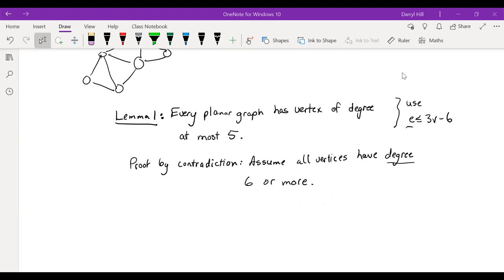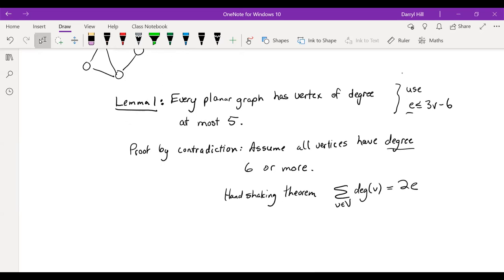So all vertices have degree 6 or more. So the handshaking theorem: if we take the sum of the degrees of all the vertices in our graph, that's equal to twice the number of edges, right? So if we assume all vertices have a degree of 6 or more, then this must be at least 6V. And now using the handshaking theorem, that means that's at least 3E, which is greater than 3V minus 6.